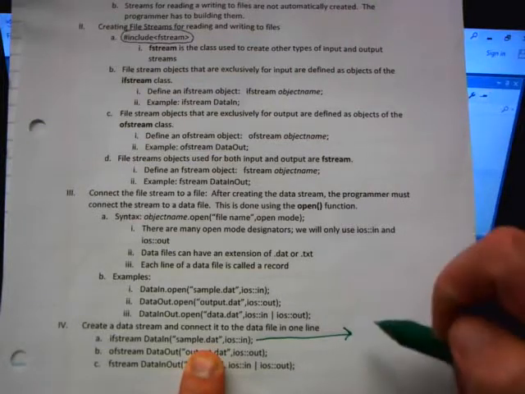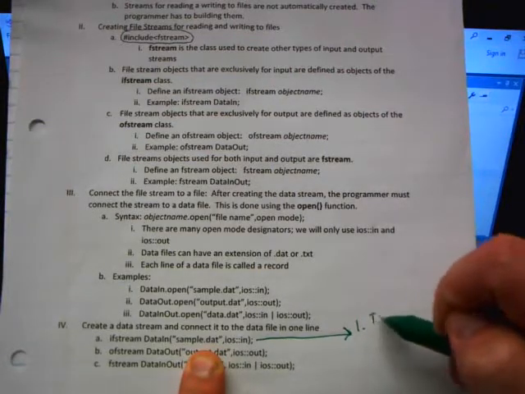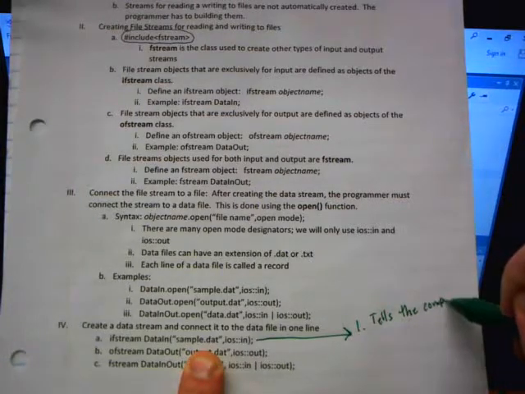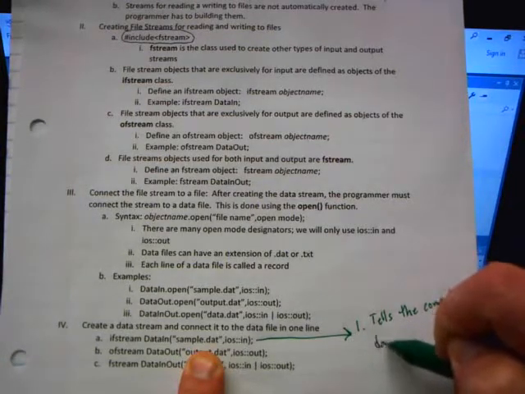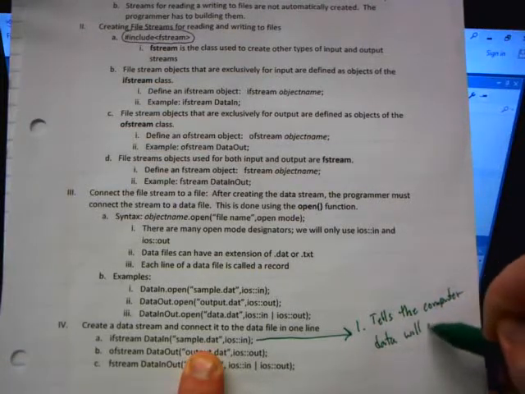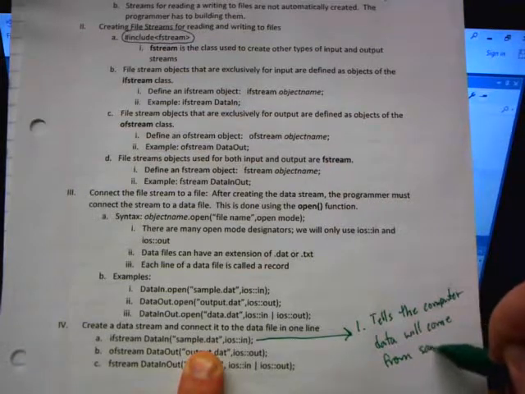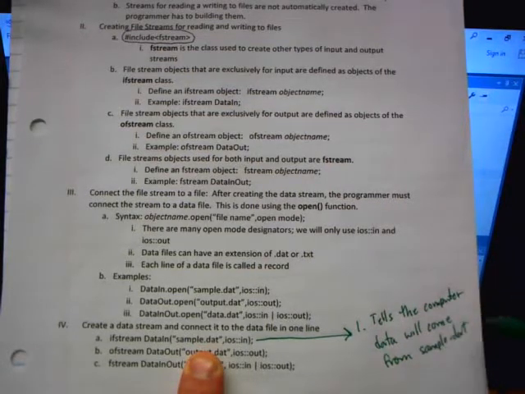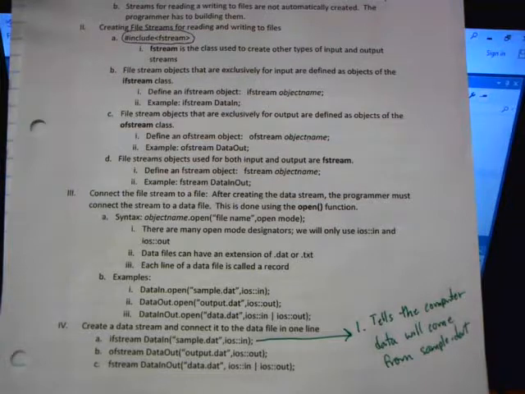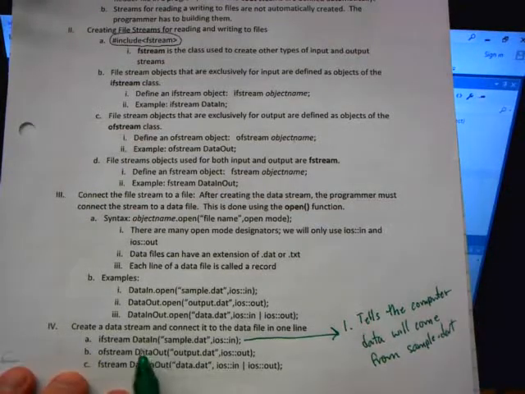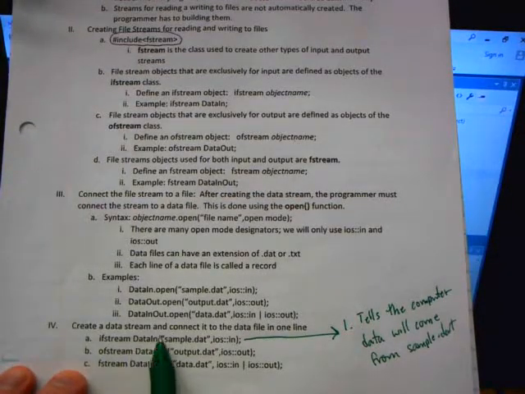So this does 2 things. One, it tells the computer data will come from sample.dat. So it tells the computer, you need to go look for that file, make sure it's in the right place, make sure you can use it. And the other thing that it does is it creates this command called data in.